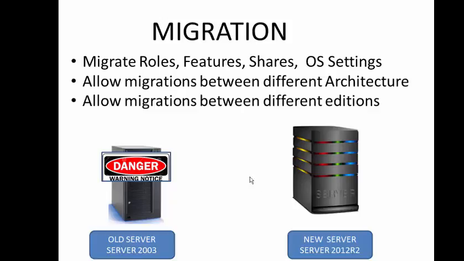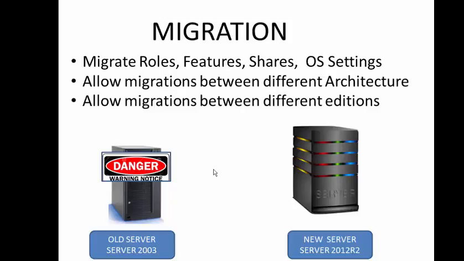For example, Server 2003 stands on the architecture x86, where Server 2012 R2 stands on the architecture x64. So if your machine is an x86 processor machine, you're not going to be able to install Server 2012 R2. Also, remember from previous videos that we went through the upgrade paths.